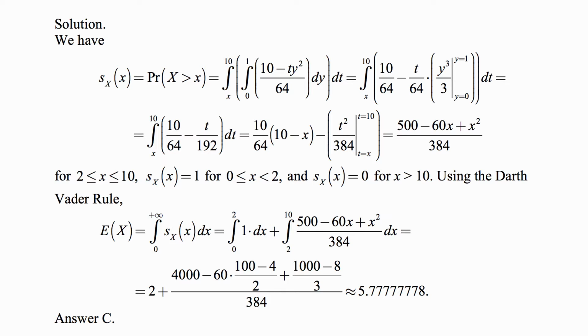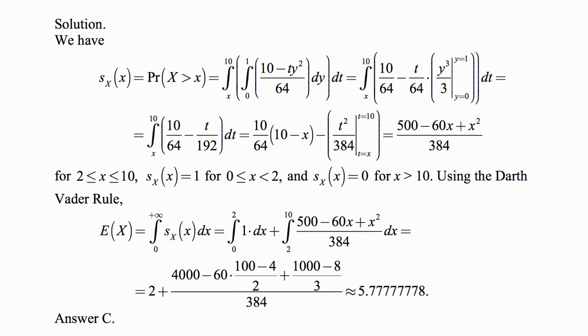The second one we evaluated, so 384 is the common denominator, but otherwise 500 is a constant integrated over an interval from 2 to 10, which has a length of 8. 8 times 500 is 4,000. And then minus 60x, the integral of x is 1/2 x squared, so we evaluate that from 2 to 10. At 2, x squared is 4. At 10, x squared is 100. So there we get minus 60 times 100 minus 4 over 2.